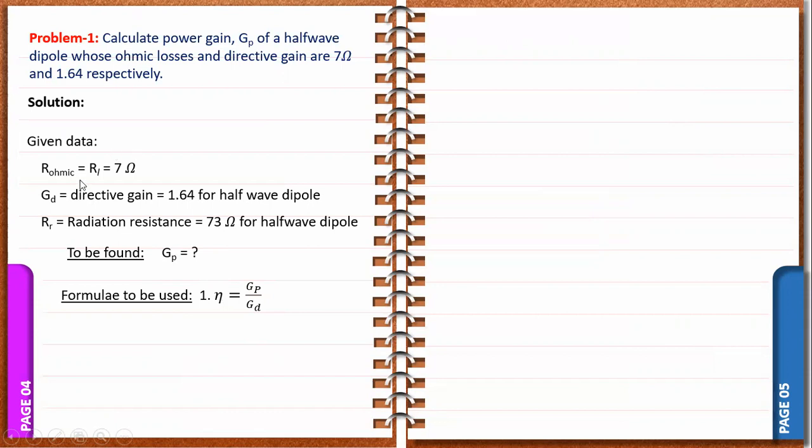And if you look at the given data, RL is mentioned and radiation resistance is also mentioned. Now we know that the efficiency is related to radiation resistance as well as the loss resistance as RR by RR plus RL. Now if we keep the values of RR and RL in this particular expression, we can get the value for efficiency. Now the obtained efficiency value is kept here so that the multiplication of efficiency and the directive gain will give the value for GP.